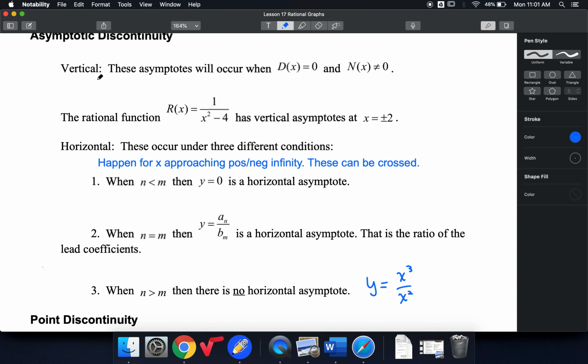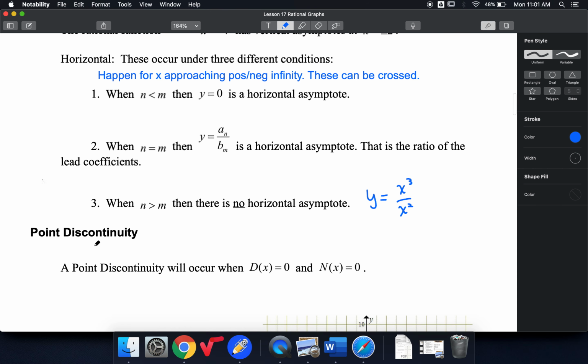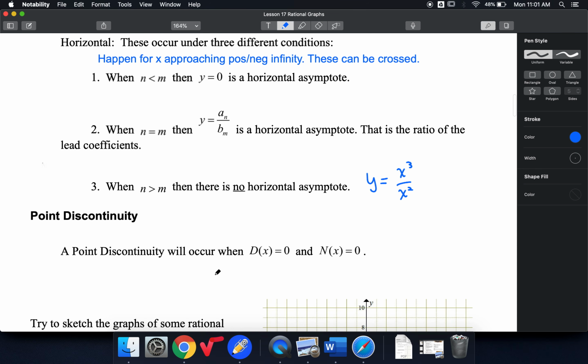So those are asymptotes. A discontinuity, a point discontinuity more specifically, is when the numerator and denominator are both equal to 0. So this means that I would have something like this: x plus 2 times x plus 1 over, let's say, x plus 2 times x minus 3. In this case, these cancel out. So my graph will look like this function, x plus 1 over x minus 3.